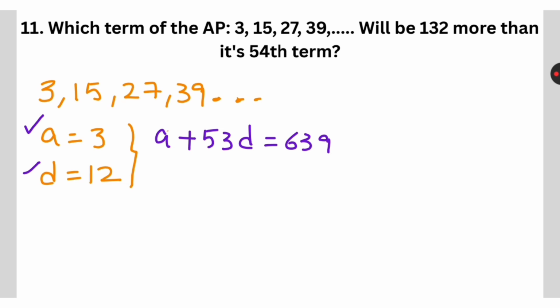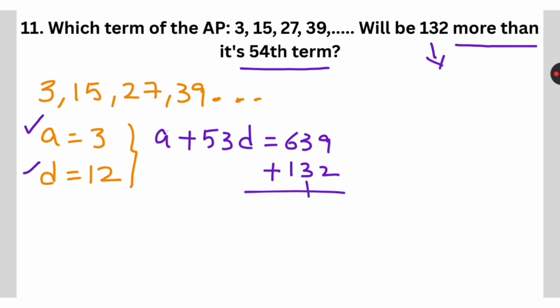What they are asking: this arithmetic progression 3, 15, 27, 39 will be 132 more than its 54th term. Which term is more than? More than is nothing but you have to do plus. For this 54th term, if we add plus 132, how much are we going to get? 9 plus 2 is 11, 3 plus 3 is 6 plus 1 is 7, and 6 plus 1 is 7. So for this 54th term, adding 132, we are getting 771.